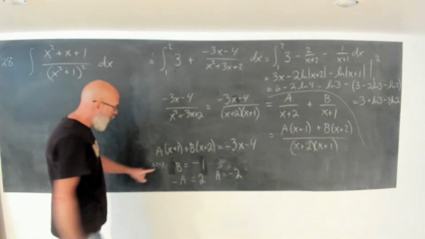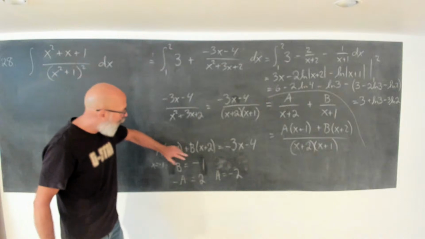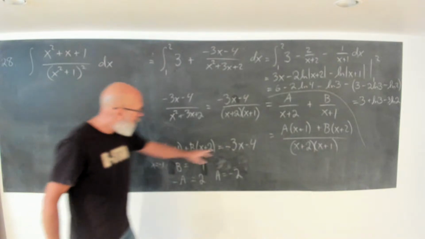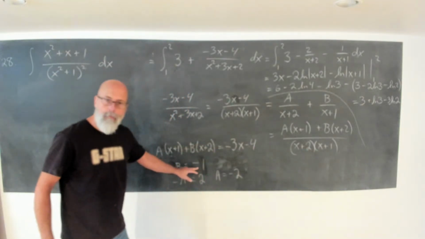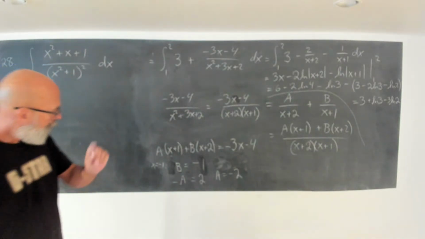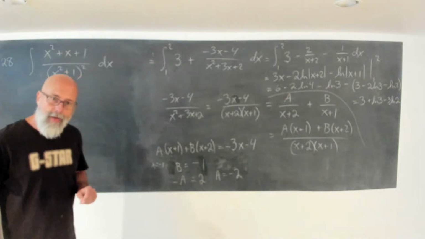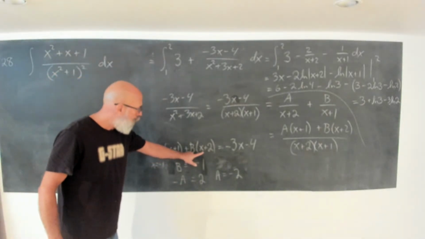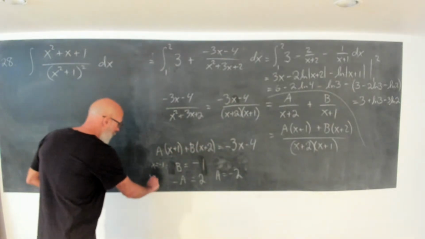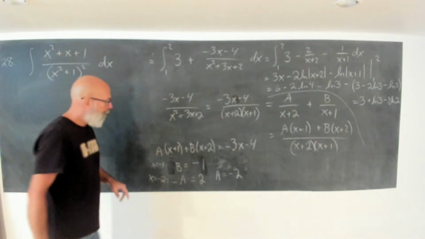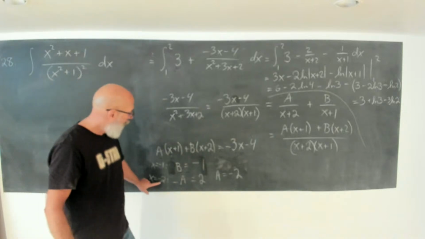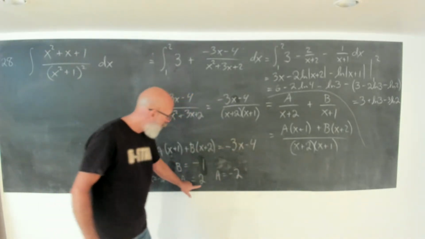So in the first one, I was plugging in x equals -1. This is gone. -1 plus 2 is 1, so you just get B on the left. And when x is -1, you get 3 minus 4, which is -1. So you see we have B immediately, just by choosing one good value of x. And similarly, if you choose x equals -2, the B term disappears. So you get -2 plus 1, which is -1, so you get -A on the left. And when x is -2, you get 6 minus 4, which is 2.